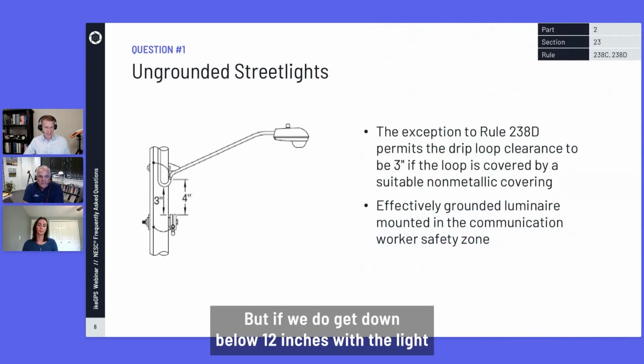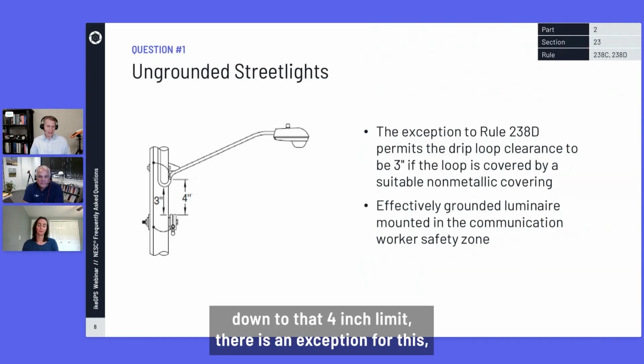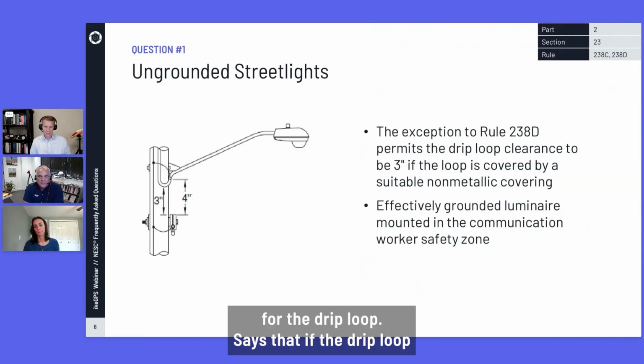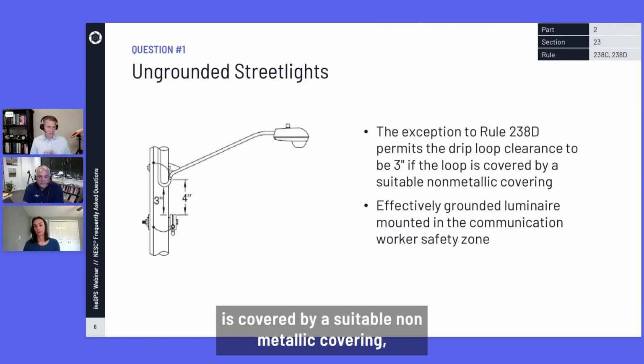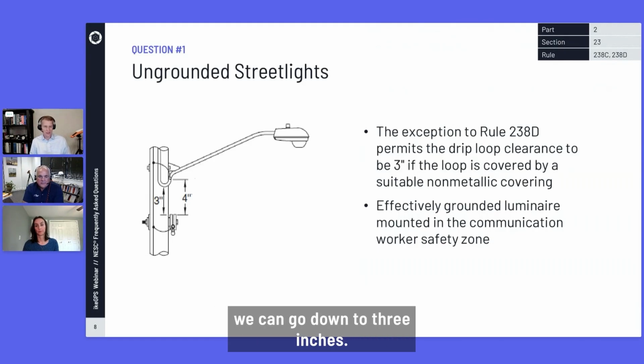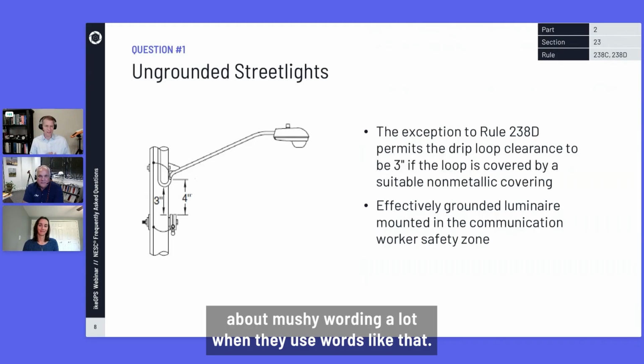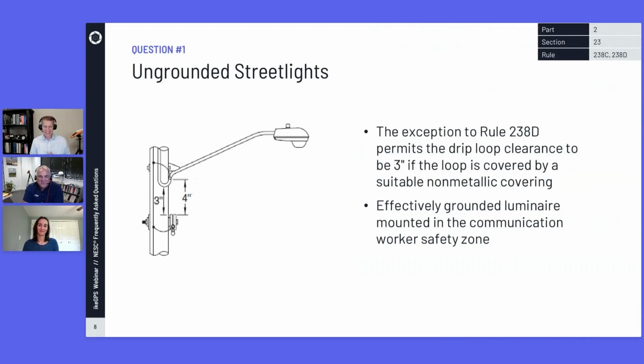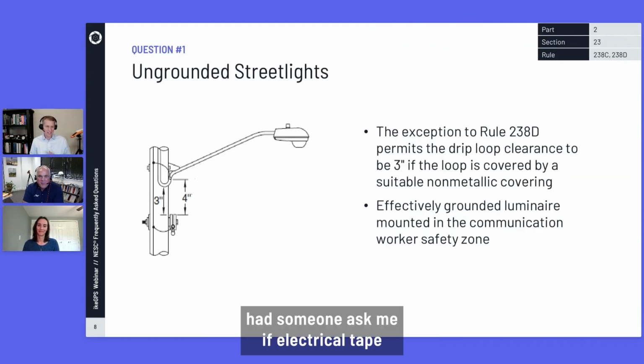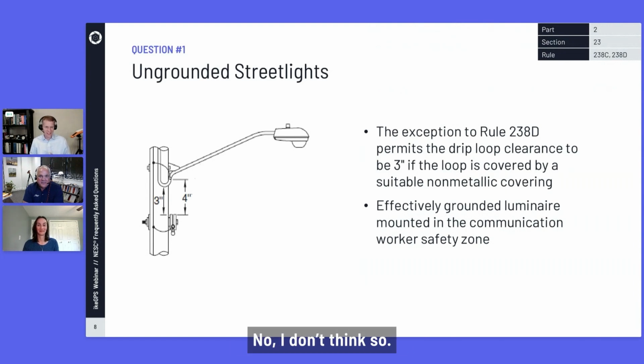But if we do get down below 12 inches with the light, down to that 4-inch limit, there is an exception for the drip loop. It says that if the drip loop is covered by a suitable non-metallic covering, we can go down to 3 inches. Not a lot of guidance there. Kind of mushy wording. We talk about mushy wording a lot when they use words like that. Someone asked me if electrical tape would be a suitable non-metallic covering. No, I don't think so. That's going to weather. That's going to come off pretty quick.